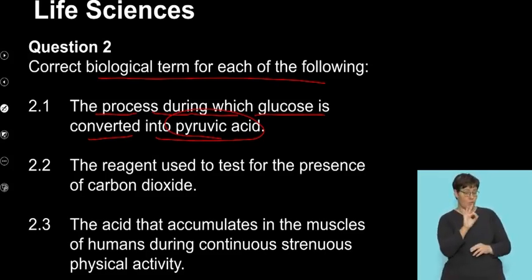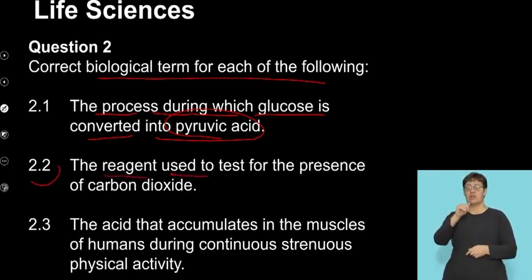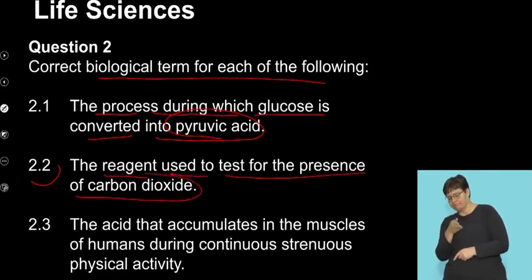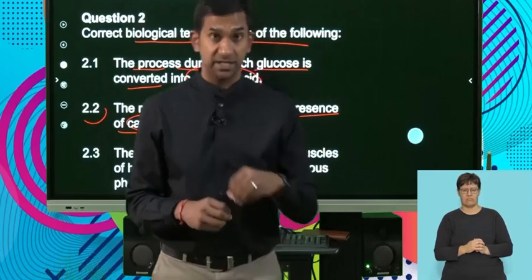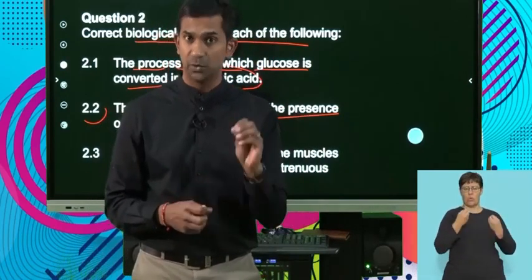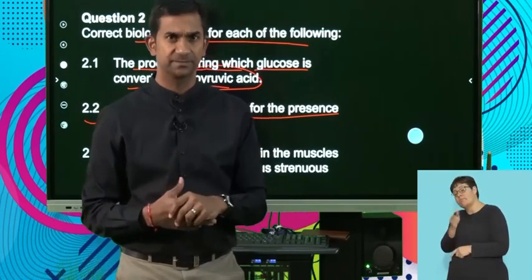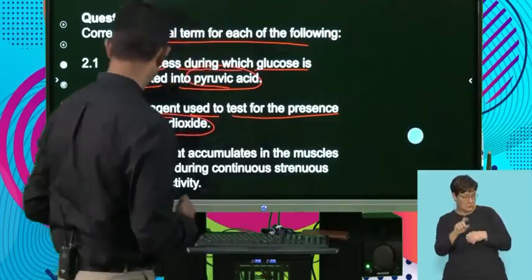The second question is the reagent used to test for the presence of carbon dioxide. So guys, when doing respiration experiments, we often have carbon dioxide as a waste product. What is the chemical reagent used to test for the presence of carbon dioxide? I'll give you a moment to think about that.